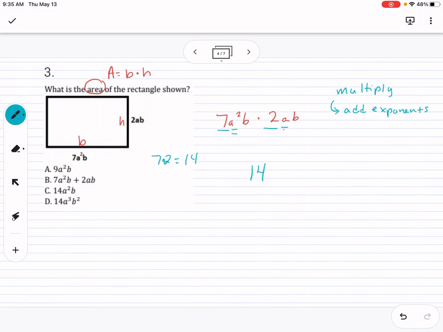Then a squared times a. Here I'm going to put an imaginary 1. You add exponents, so it's going to be a cubed. And then b times b. If you add those exponents, you get b squared.